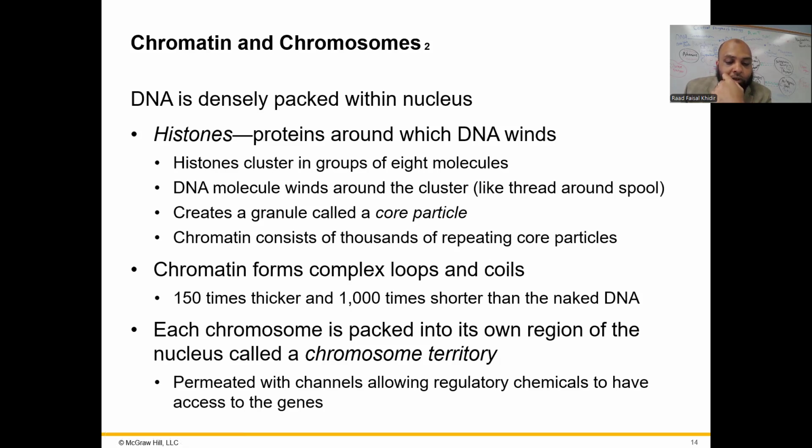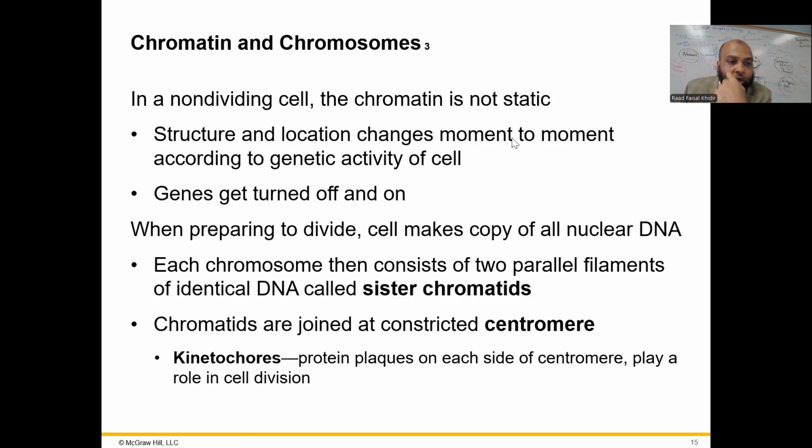So each chromosome is packed into its own region of the nucleus called a chromosome territory. It's permeated with channels allowing regulatory chemicals to have access to the genes. In a non-dividing cell, the chromatin is not elastic, so the structure and location change moment to moment. According to the genetic activity of the cell, genes get turned off and on.